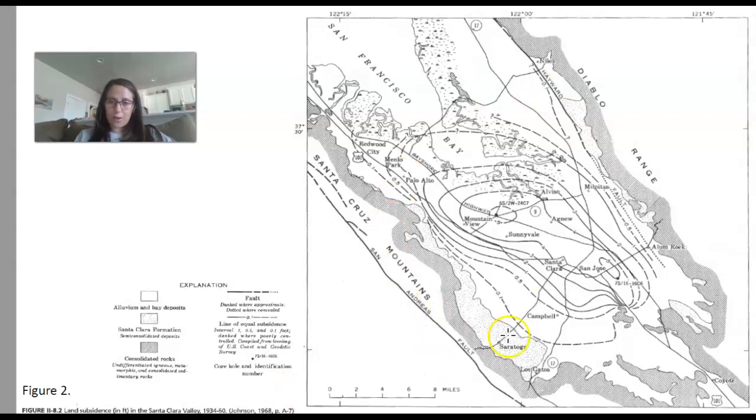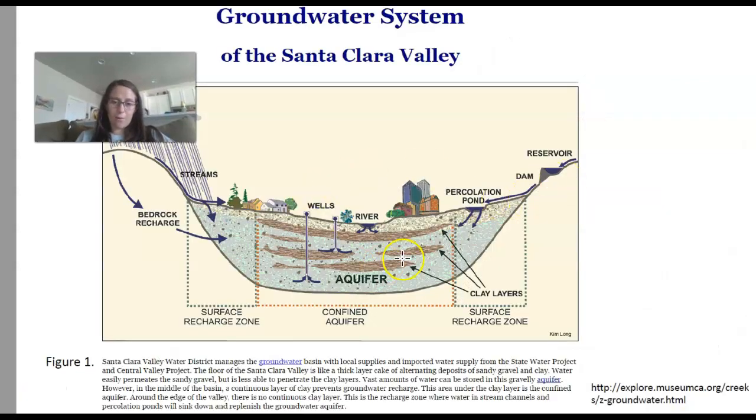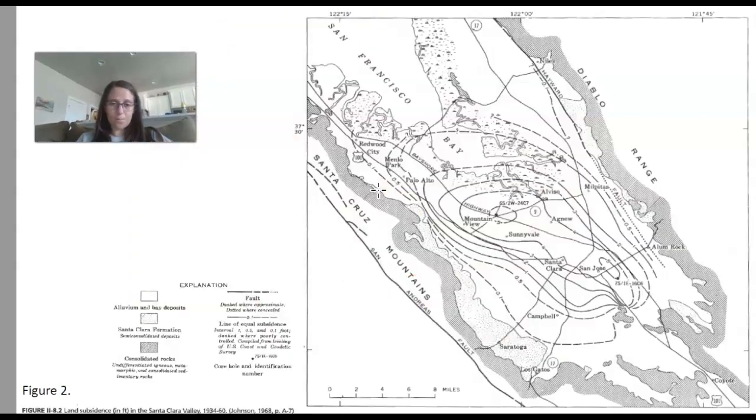Okay, so what you're seeing in the image is a map of the areas. Here you have the Santa Cruz Mountains, the Diablo Range, the San Francisco Bay, and the Santa Clara Valley right here. If you think about a cross-sectional line taken through this valley, that would be pretty representative of how this diagram looked, right?